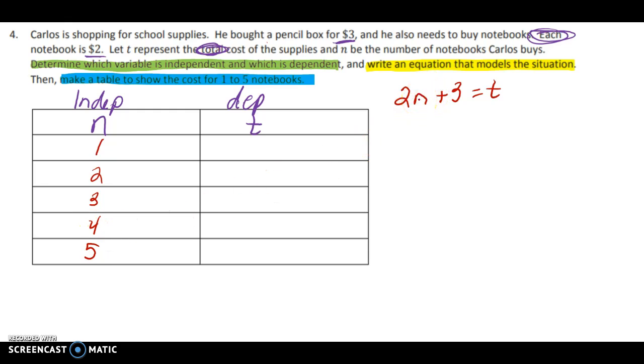So here we go. We have 2 times 1 plus 3. Well, if I buy 1 notebook, 2 times 1 is 2, plus 3 equals a total cost of $5. And I'm going to keep on doing that. 2 times 2 notebooks plus $3. Well, 2 times 2 is 4, plus 3 is 7.